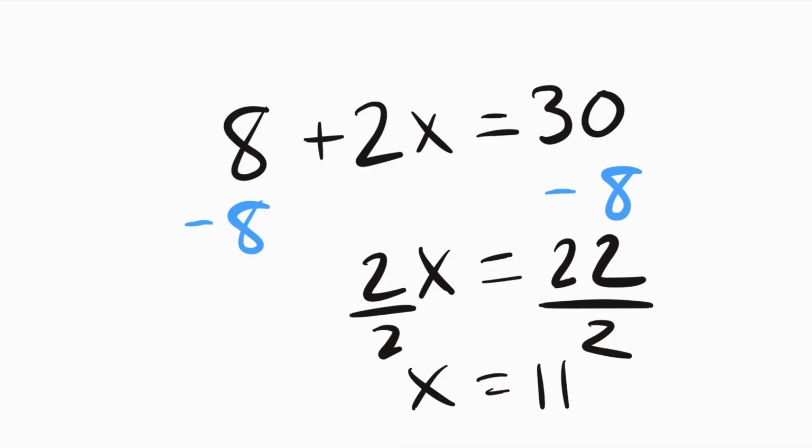X equals 11, right? Again, we go back and we check our work. We put an 11 right here. 2 times 11 is 22. 8 plus 22 is 30. And yeah, we're good. All right. We're moving on to the last problem here. So stick with me and let's finish this up strong.